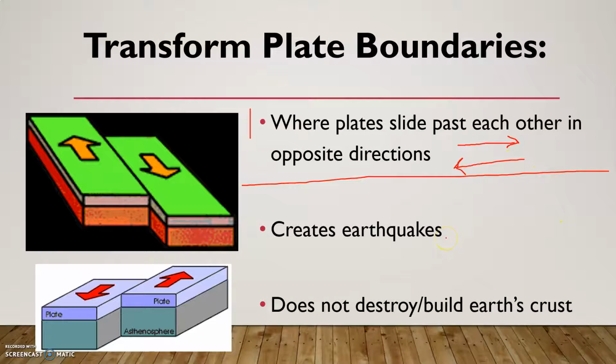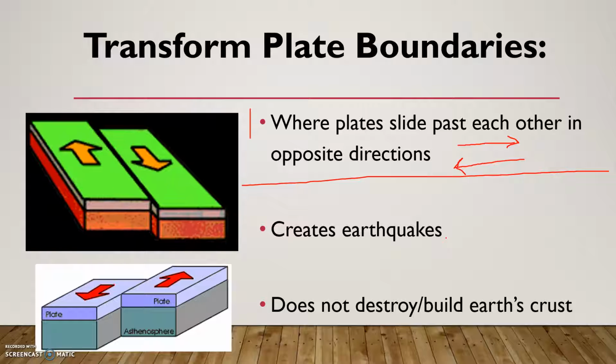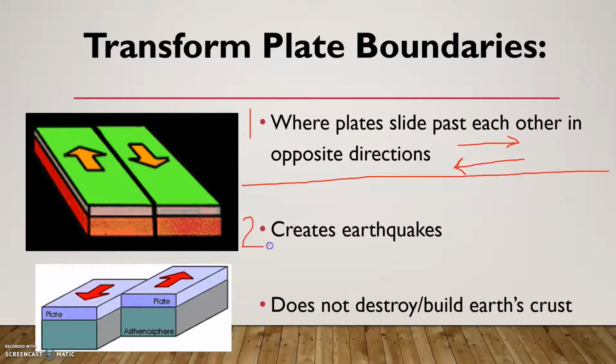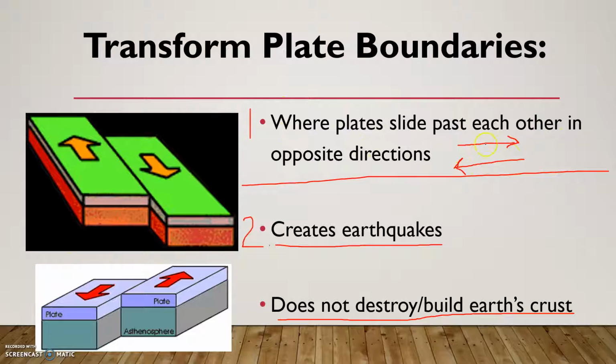I tell students to remember they're kind of like a subway. One train goes one way, one goes the other, but they never run into each other. The second box is what do they create? They create earthquakes, and they do not destroy or build crust. So you are going to write all of this in the second middle box. So box 1 is where plates slide past each other in opposite directions with a picture. Box 2, what they create: earthquakes, and does not destroy or build Earth's crust.